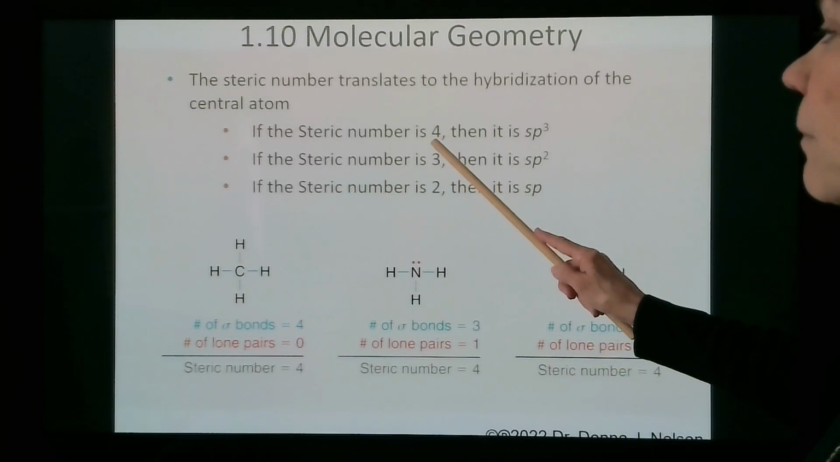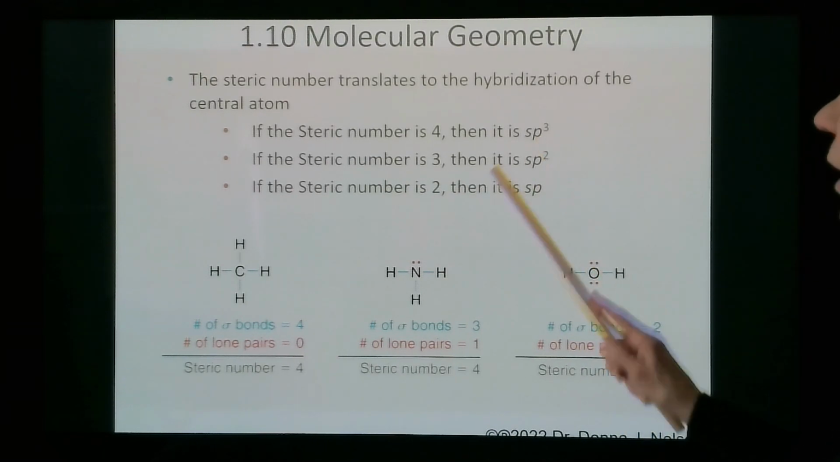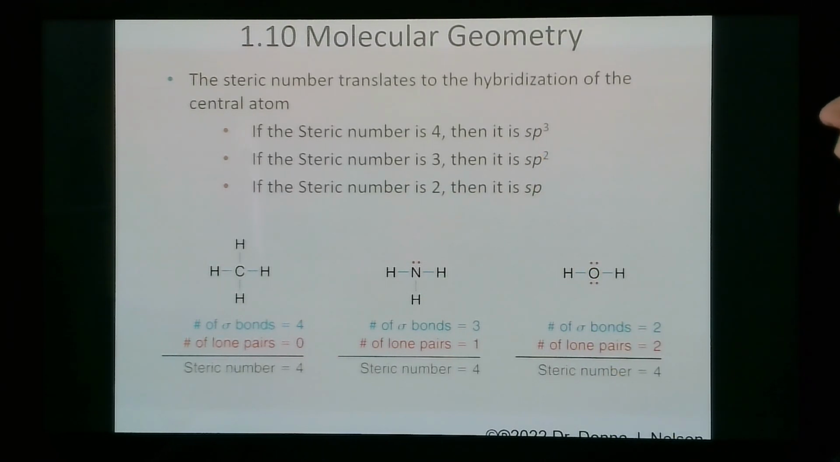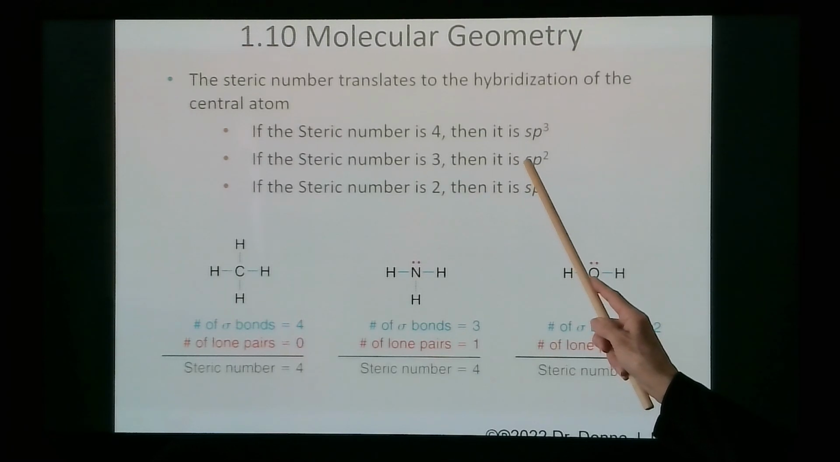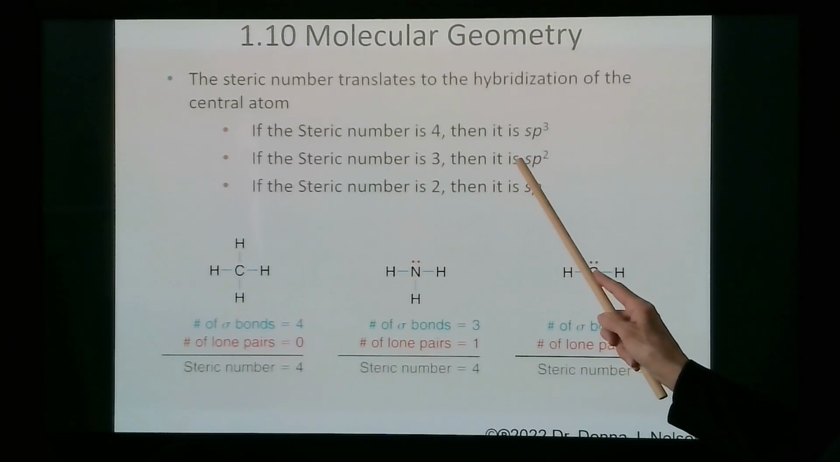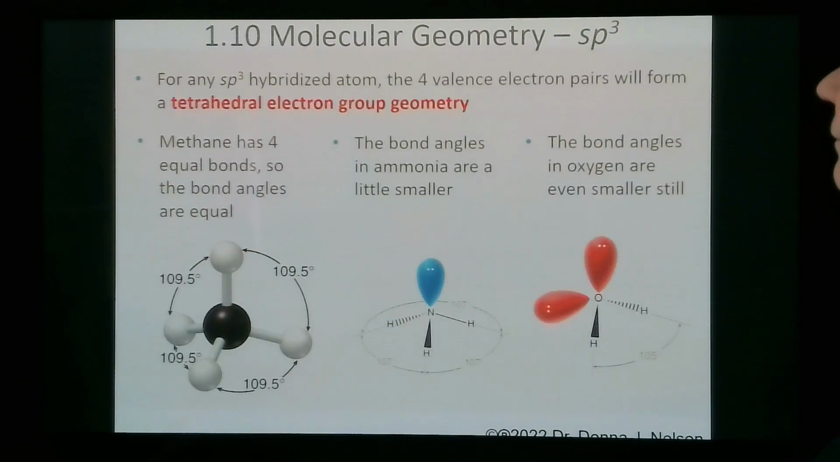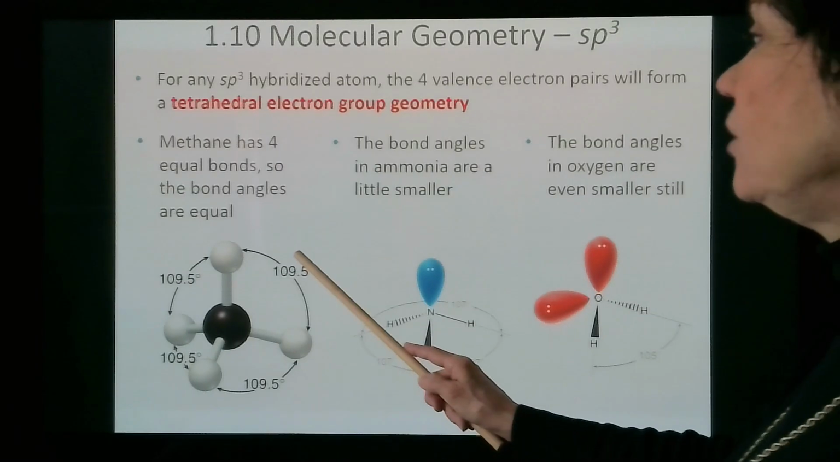If the steric number is 4, then the molecule has sp3 hybridization. If it is 3, then the central atom in that molecule has sp2 hybridization. And if it is 2, then the hybridization is sp. So here you can see examples.